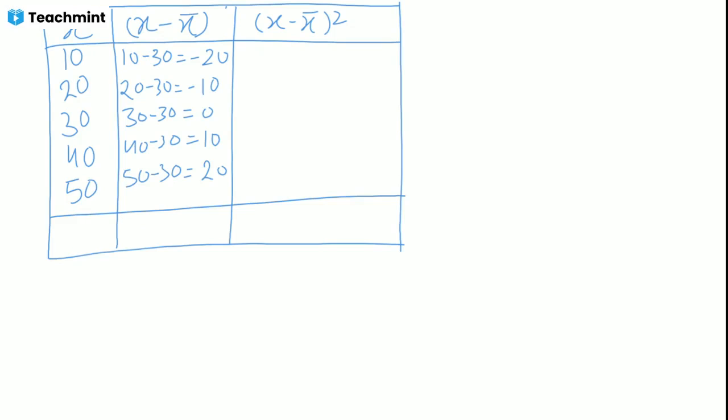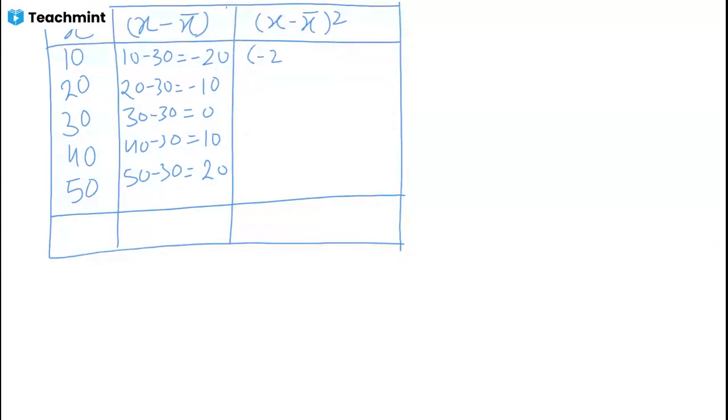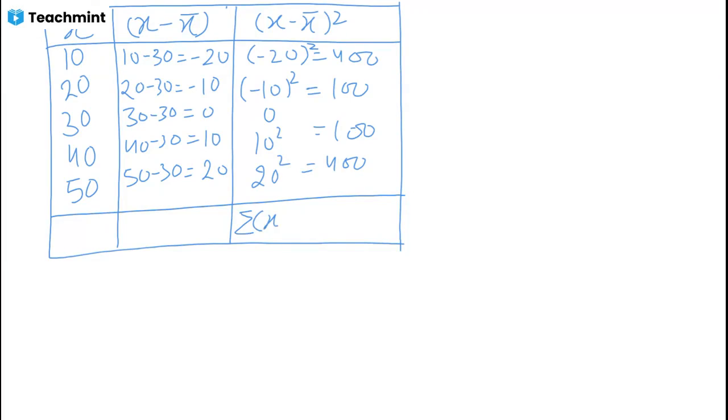And now let us find the square of each value. Minus 20 square is 400, minus 10 square is 100, 0, 10 square is again 100, and 20 square is 400. Now we need to add all these values to find summation (x minus x bar) square. The sum of all these values is 1000. Got it? And the number of values is 5.